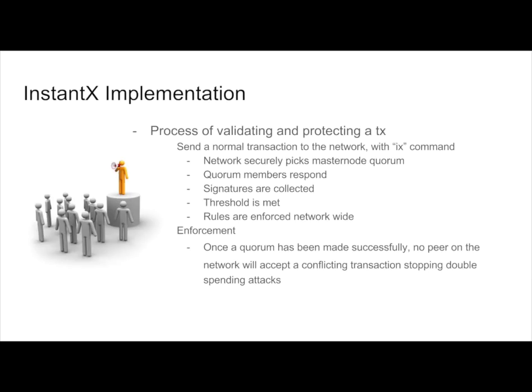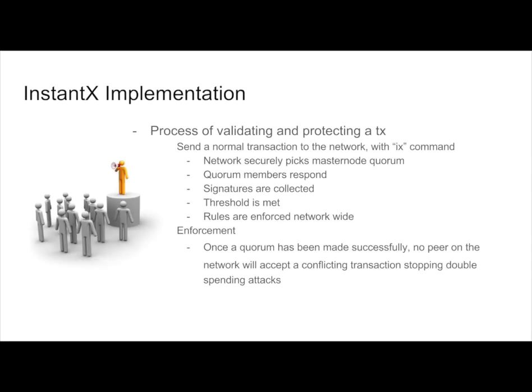The process of instant transactions is relatively simple. The network will select masternodes based off of the input of the transaction in question. And then the transaction propagates around the network, finds its target masternodes. Those masternodes look at their own memory pool to see if the inputs are valid.